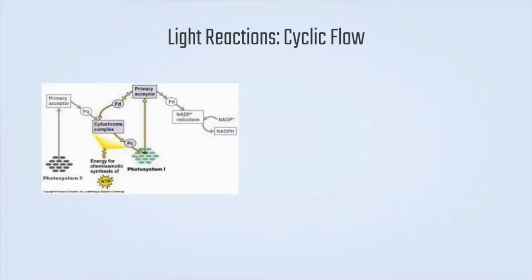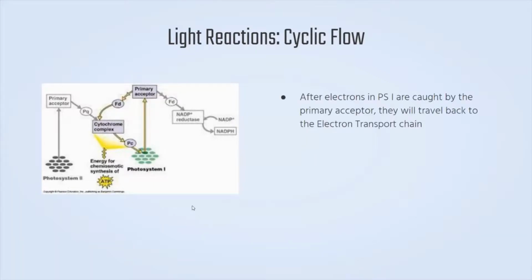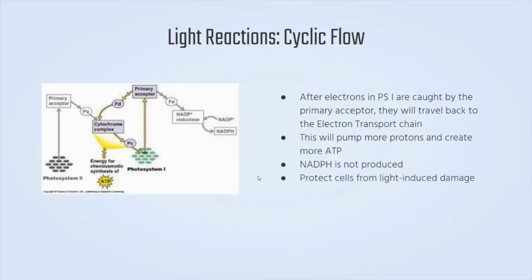Usually electrons will travel through one way, but sometimes they go through a cyclic flow. That means after the electrons in photosystem 1 are caught by the primary acceptor, they will travel back to the ETC in order to produce ATP. This happens by pumping more protons, and in this case NADPH will not be produced because there is no linear flow into the NADP+. The purpose of this is to protect cells from light-induced damage.